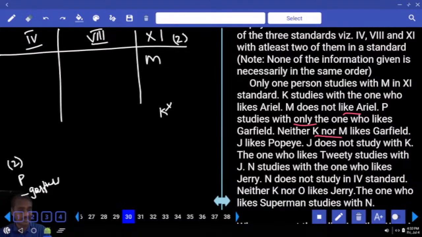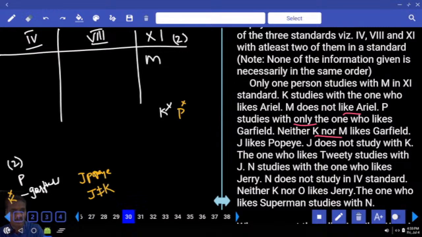Neither K nor M likes Garfield. Now neither K nor M likes Garfield. Now P cannot be at this place. Are you getting this one or not? And neither K nor P is Garfield. And next one, what is the next one we have? Neither K nor M. J likes Poppy. Now J is Poppy. And J does not study with K. Now J and K are not studying in the same.